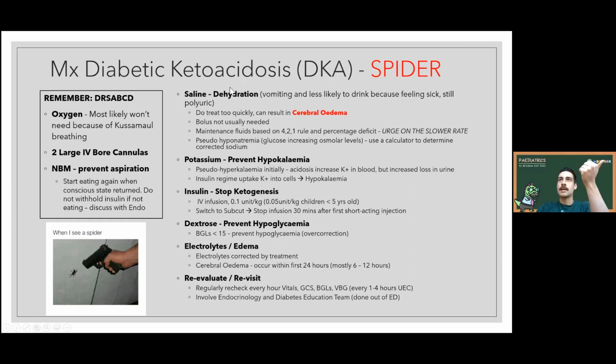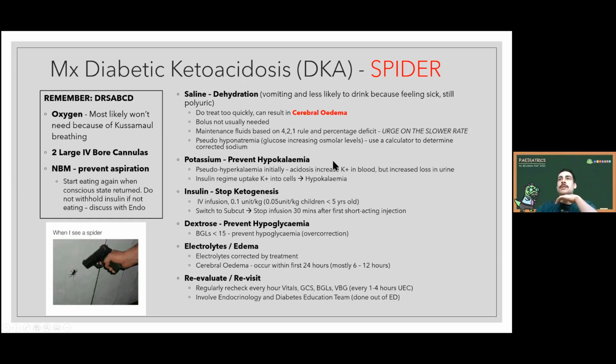So S is saline because they're dehydrated, because they're vomiting a lot and peeing a lot because they're diabetic. So you need to rehydrate them. Don't rehydrate too quickly because a complication of quick hydration is cerebral edema.